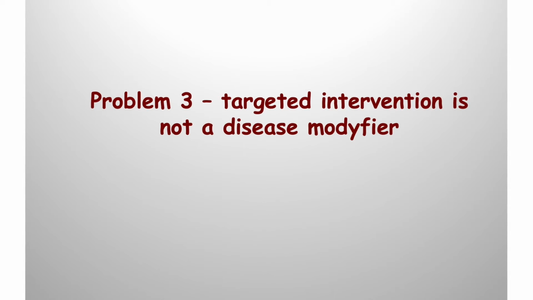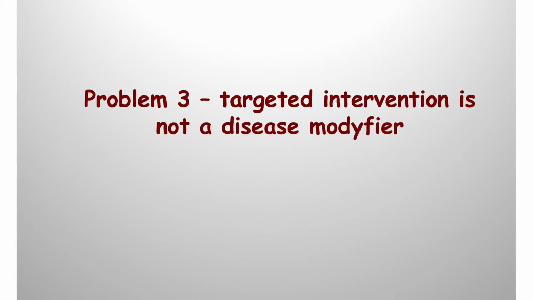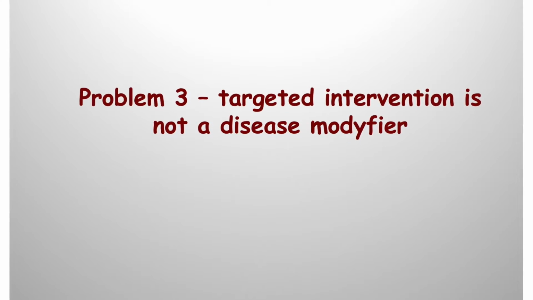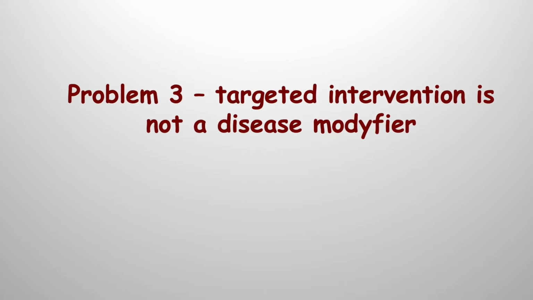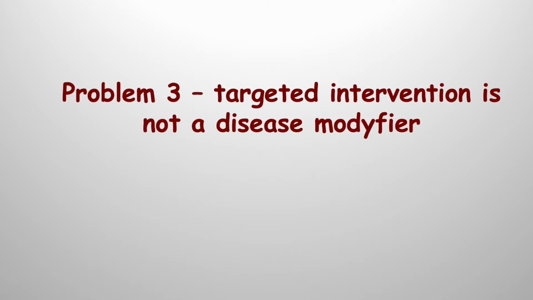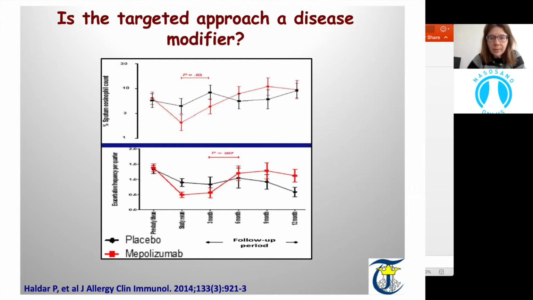The third problem that we have with this endotype-driven approach is that the targeted interventions that we have now for asthma with monoclonals are not disease modifiers, and I will show you what happens if you stop mepolizumab. Mepolizumab targets the eosinophils, the IL-5, and immediately when you stop treatment with mepolizumab, eosinophils are back and also exacerbations are back.